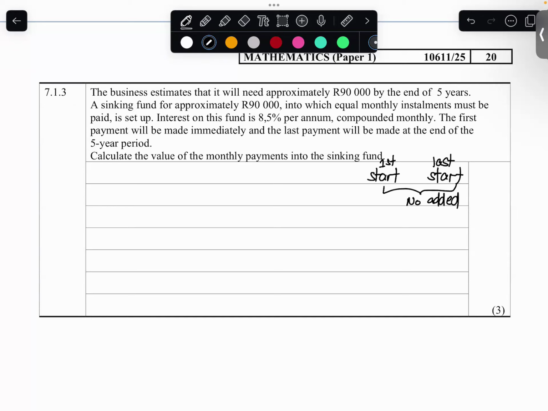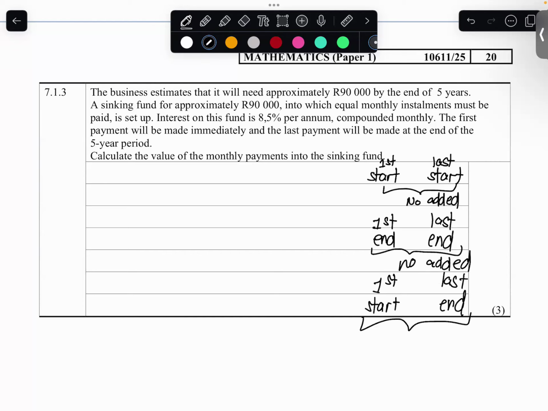So first payment at the start of the month, last payment at the start of the month, no added payment. If the first payment is at the end of the first month and the last payment is at the end of the last month, end and end, no added payment. Right? But if the first payment is immediately, at the start, and your last payment is being made at the end, then you have one added payment, one singular added payment.